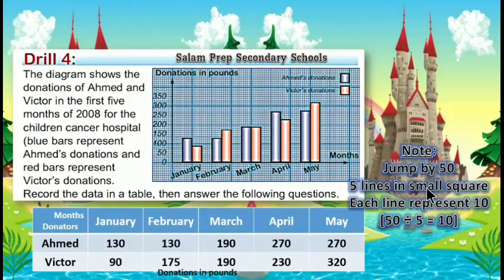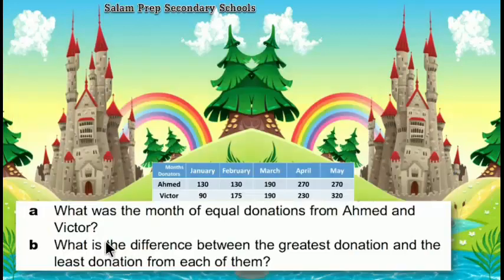5 lines in small square, okay? Each line represents 10. How to calculate what each line represents? Please take care. Divided by. We will put the jump, okay, the scale is 50, divided by 5. 5 is the number of lines in each small square, equal 10. So each line represents 10.